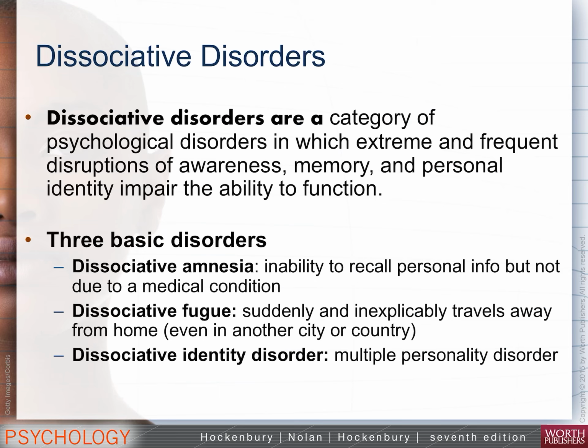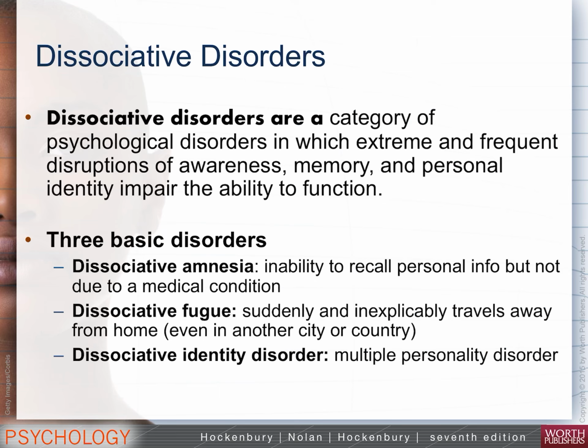Okay? When we talk about dissociation and a dissociative experience, we're talking about a break or disruption in consciousness. We're seeing that awareness, memory, personality, and identity all become separated or divided. It's important to note that there are three basic disorders categorized in these dissociative disorders. So dissociating is sort of a break from reality.